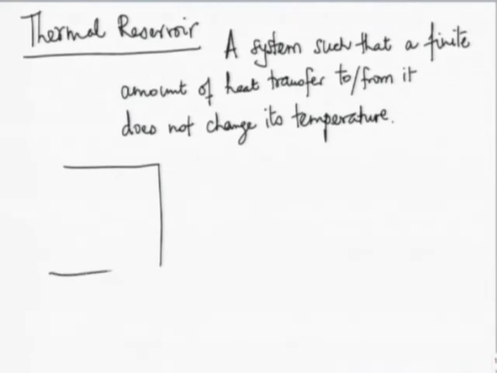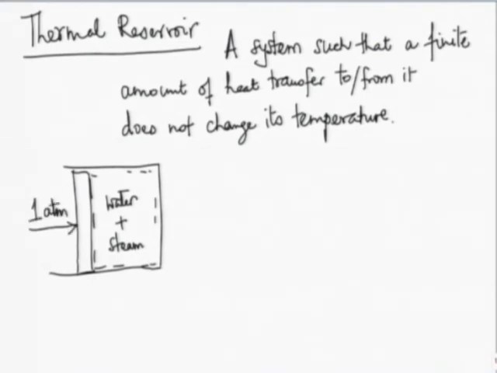In actual practice, you can create such things, large bodies, a large tank containing water. Heat it up slightly, extract heat slightly, the temperature is not going to change significantly. So you can say it's approximately a thermal reservoir. But you can make an exact thermal reservoir by a trick something like this. You can have a closed system containing, say, water cum steam, at a pressure of say 1 atmosphere. What will be its temperature? Temperature will be 100 degrees C, and let us say it is half water, half steam.